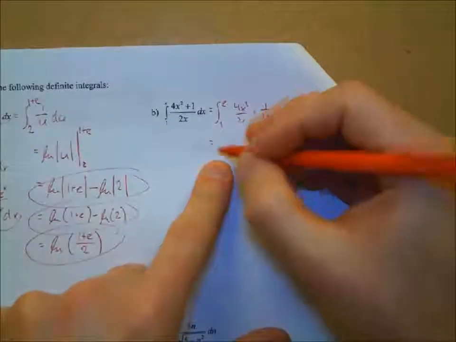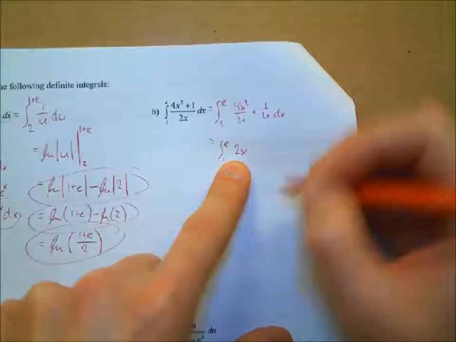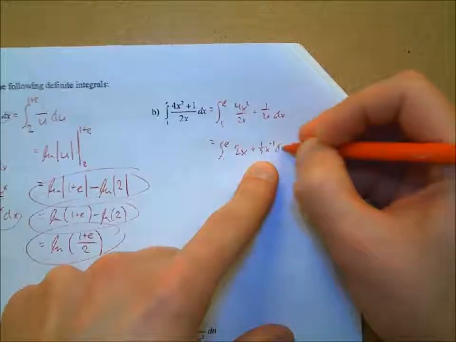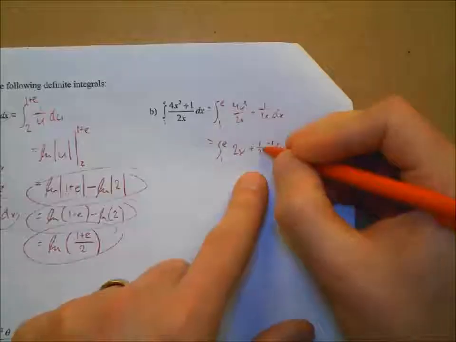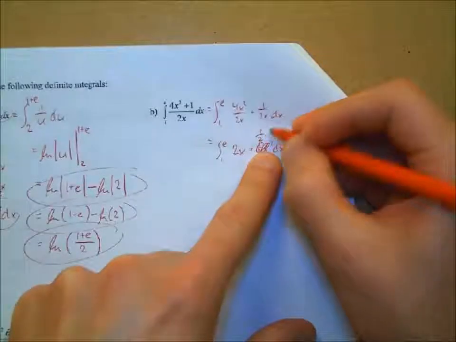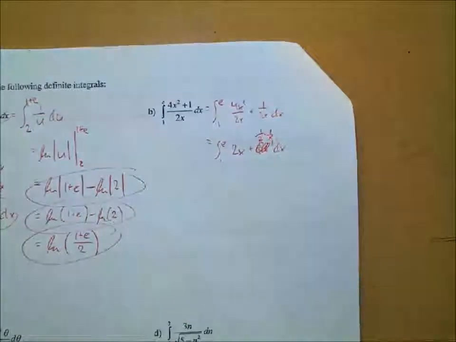And so this is just the integral from 1 to e of 2x plus 1/2 x to the negative 1 dx. You do want to rewrite that 1 over 2x there. Actually, I guess you can leave it as 1 over 2x. That might actually be a better way now that I'm rethinking what I'm doing here. Maybe we'll do 1/2 times 1 over x. I like that better. Yeah, it's a better way to write it.